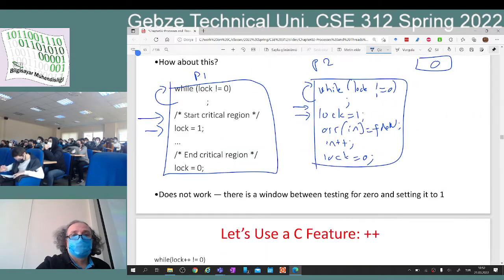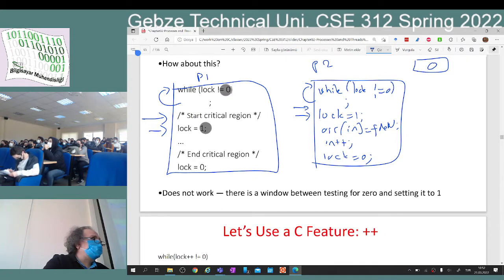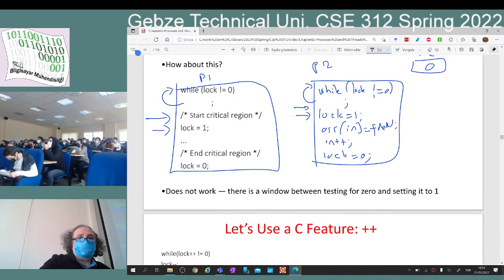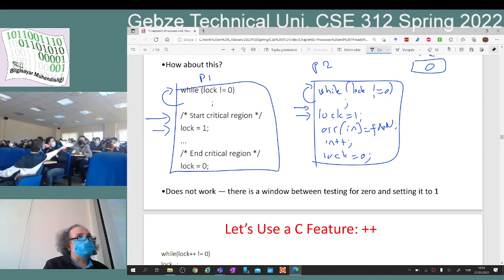The problem is this. If there is a switch between these two lines, and out of bad luck I run this process P2 at the same time, I will see another race condition. It will be as bad as the initial problem that I showed you before. So we need to find a solution. The problem is this.